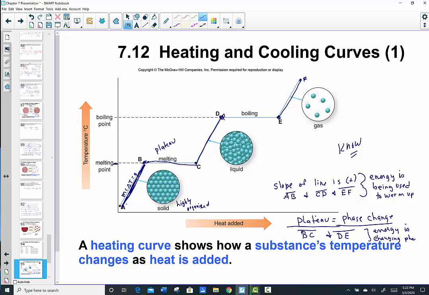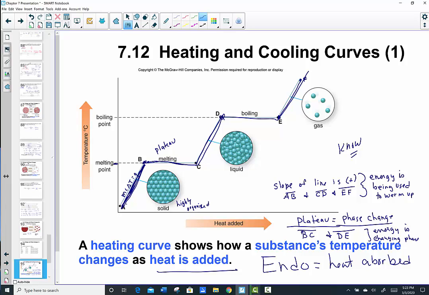Do you notice this is an endothermic graph? That heat is being added. I'm climbing up the temperature scale. This is endothermic, meaning heat is being absorbed through this entire graph. I'm warming up. That requires heat. Then I melt. Then I warm up the liquid phase, and then I boil, and then I warm up the gaseous phase. So all of those line segments represent an endothermic process, as solids turn to liquids, and liquids turn to gases.